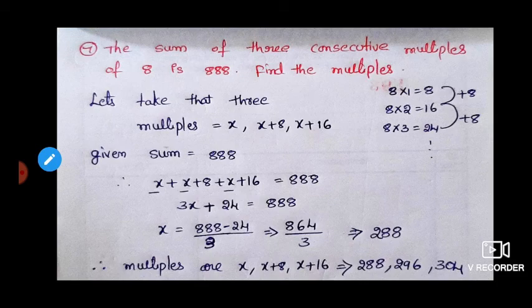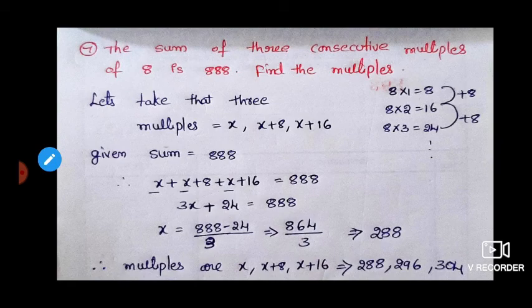Now, consecutive multiples of 8 means three continuous multiples. For example, 8 ones are 8, 8 twos are 16, 8 threes are 24. These three are continuous multiples of 8. In the same way, there is no end to the multiples of 8. We can take as many multiples as we want. If we take any three consecutive multiples, the sum will be 888.